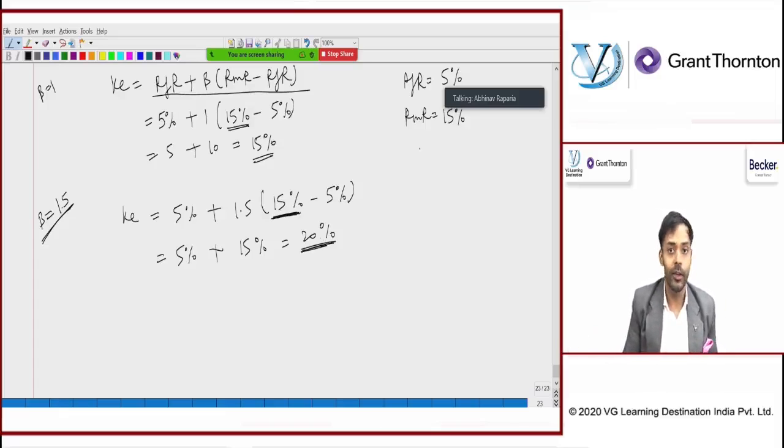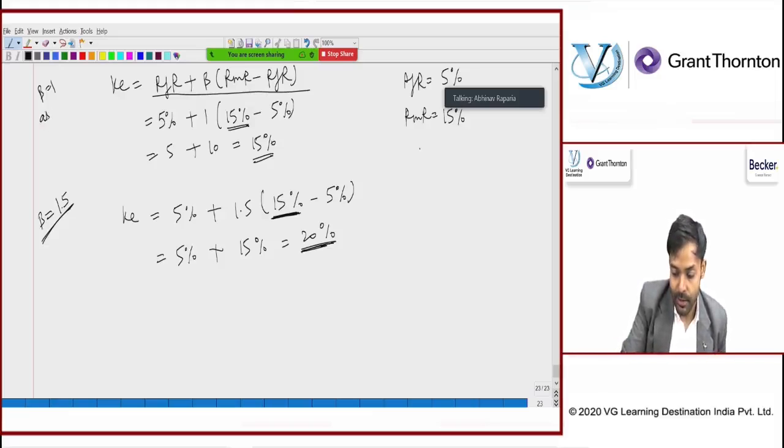And it will go the other way around also. For example, if the market falls 10%, you will fall much more than that. That's why when beta is more than 1, it is riskier. If it is 1, it is as risky as the market. If it is more than 1, it is riskier than the market.